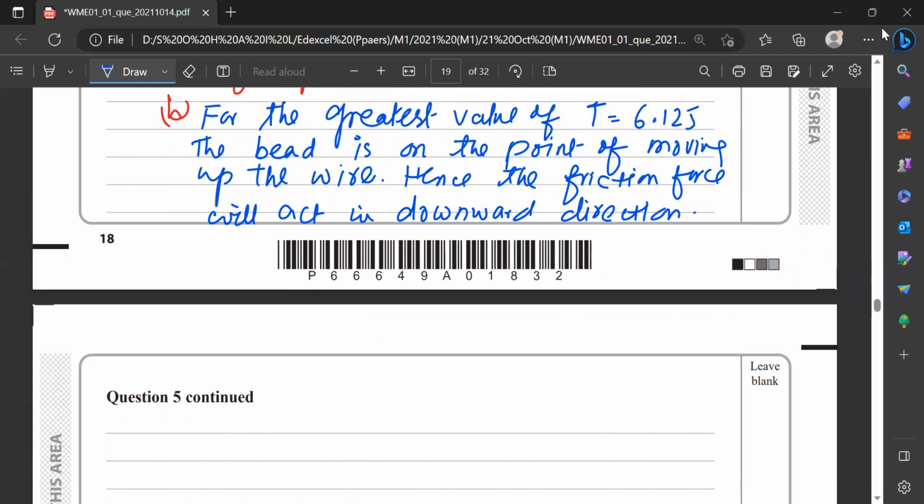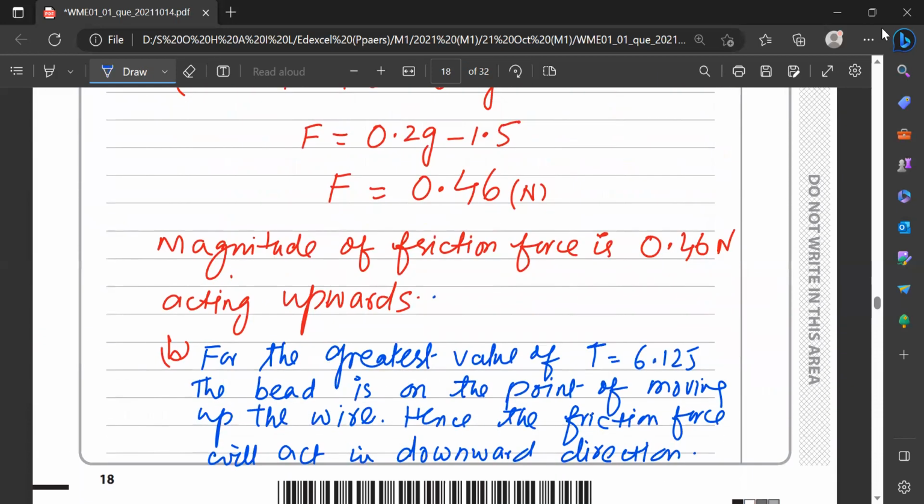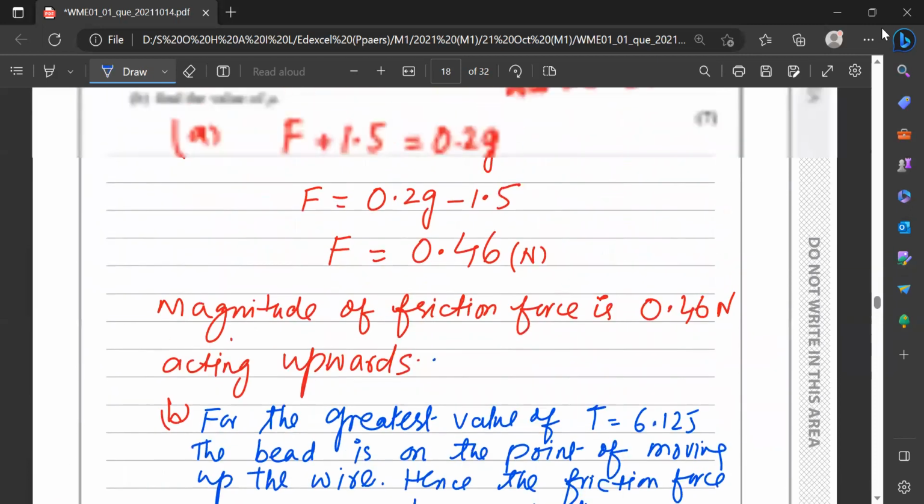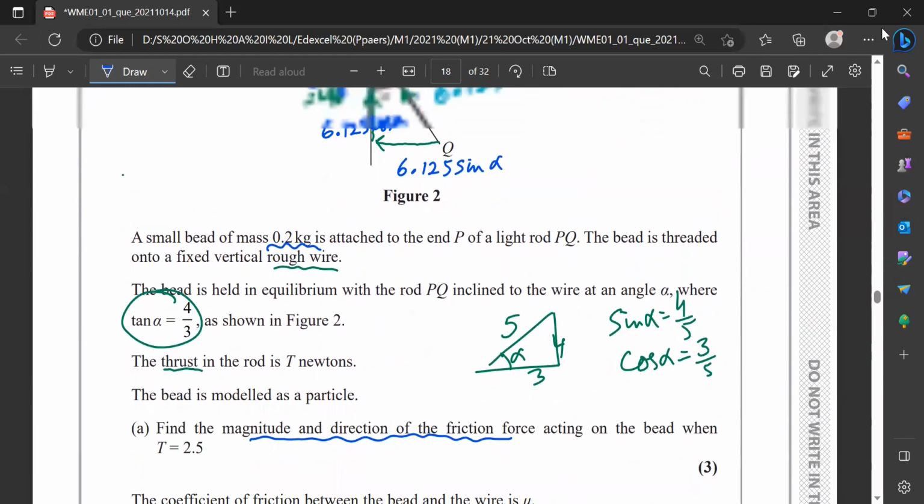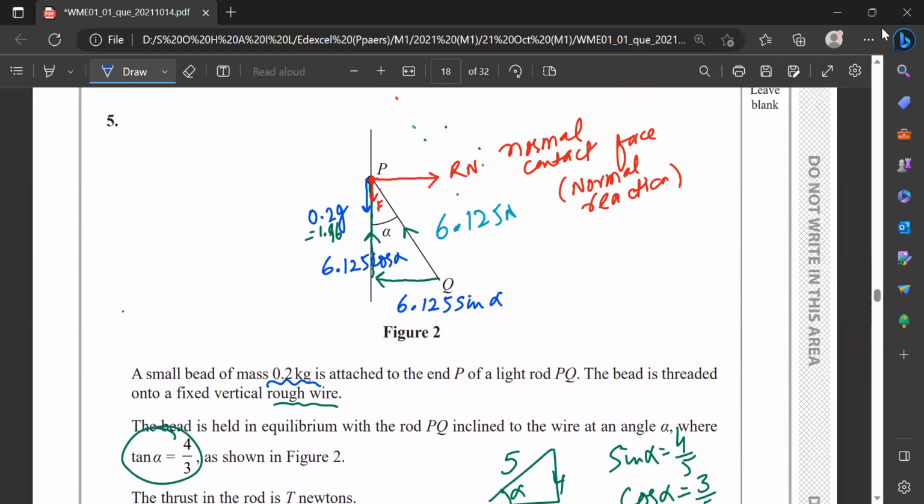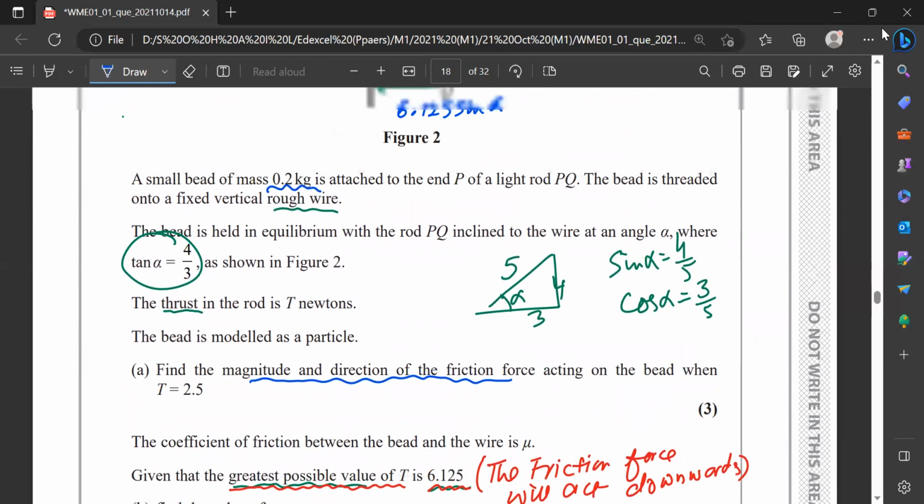Because the friction force always acts in the direction opposite to the direction of motion, or opposite to the direction in which the body tends to move. So this bead is on the point of moving up, so the friction force will act down, as is clear from this figure. The weight is the same, 0.2 g, so the force is different: 6.125 sine of alpha and 6.125 cos of alpha. So the question is to find the value of mu. So write it as equilibrium again, because this is on the point of moving. Greatest possible means on the point of moving.